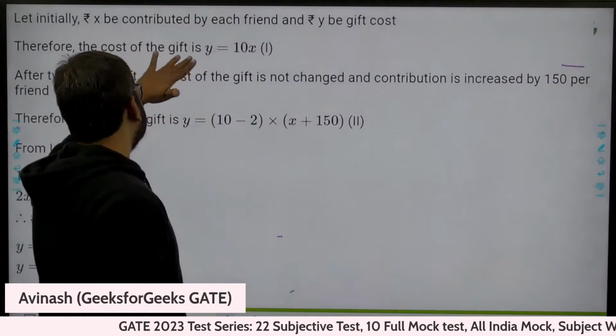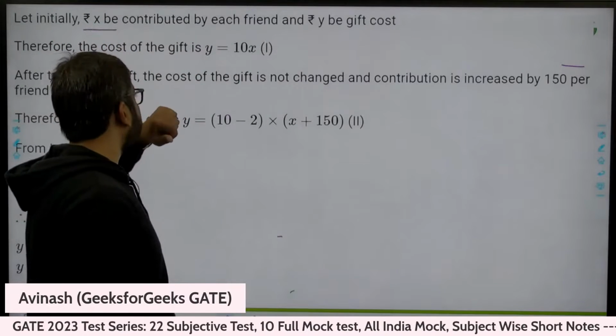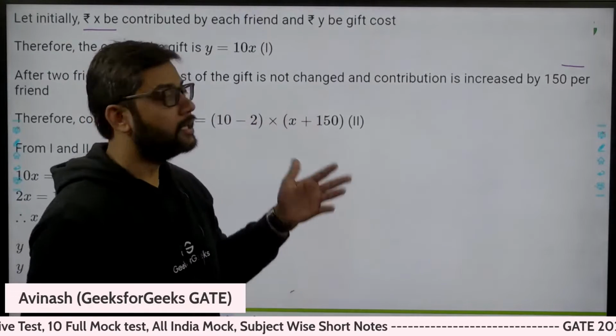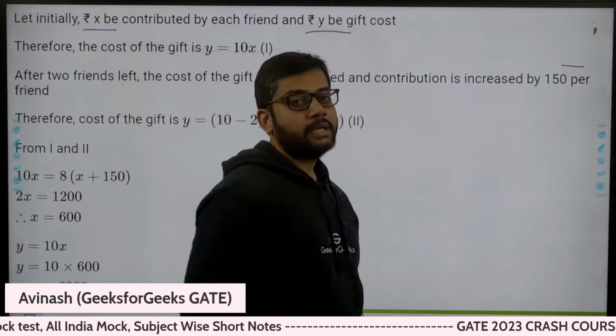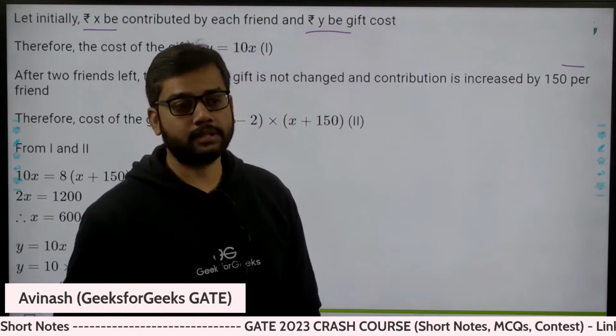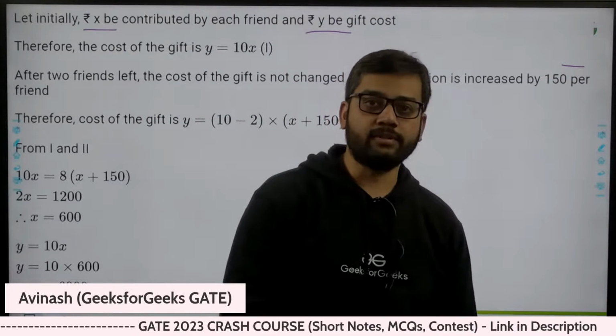Suppose the number of friends is x and the cost of the teacher's gift is y rupees. So the number of students initially is x. The cost of the gift is equal to y.